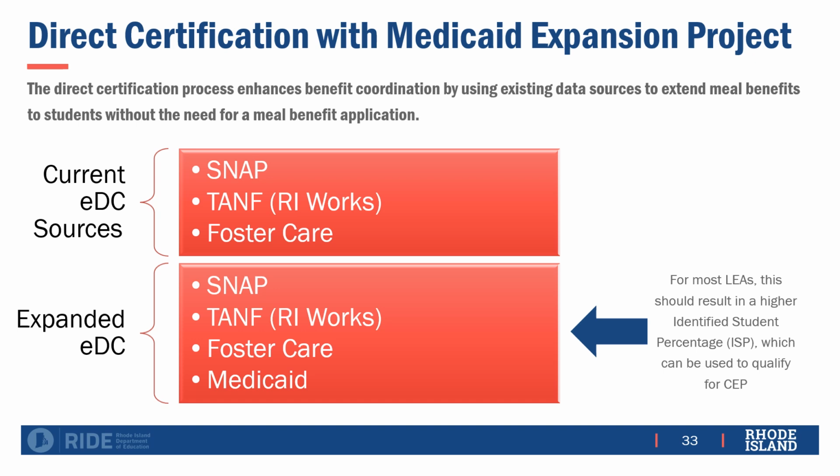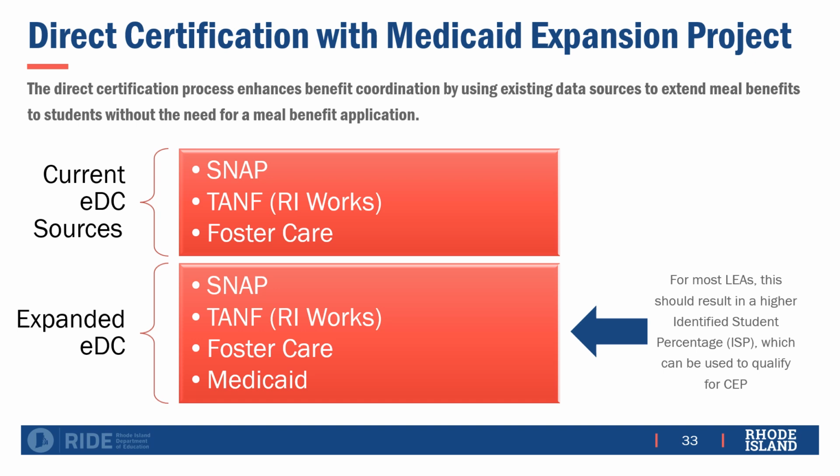However, there are other programs being administered throughout various state agencies that also collect income information and other data that could be used to extend meal benefits to students. In order to use alternate data sources for direct certification, state agencies must receive specific approval from the USDA.